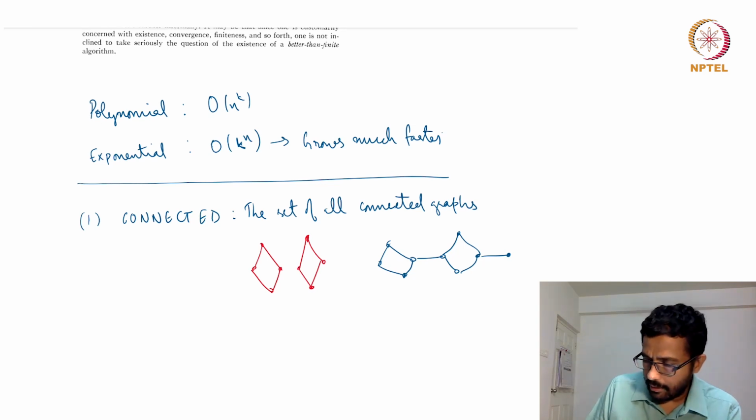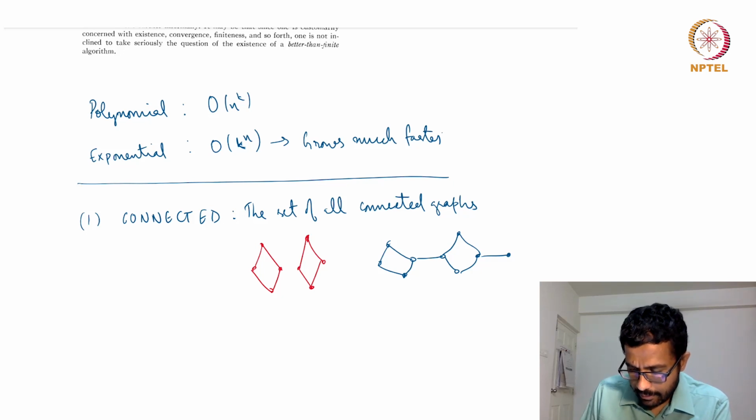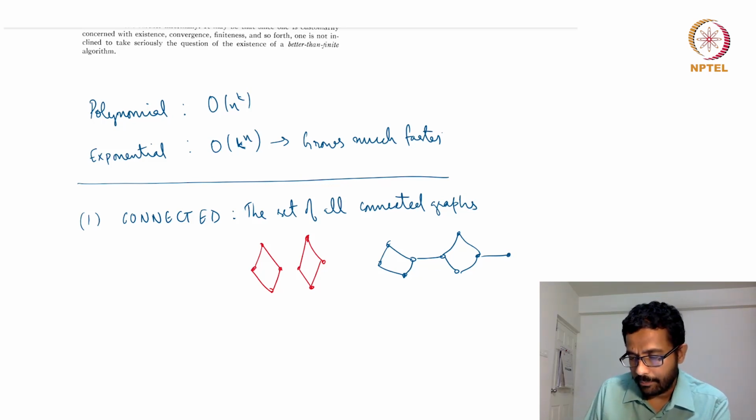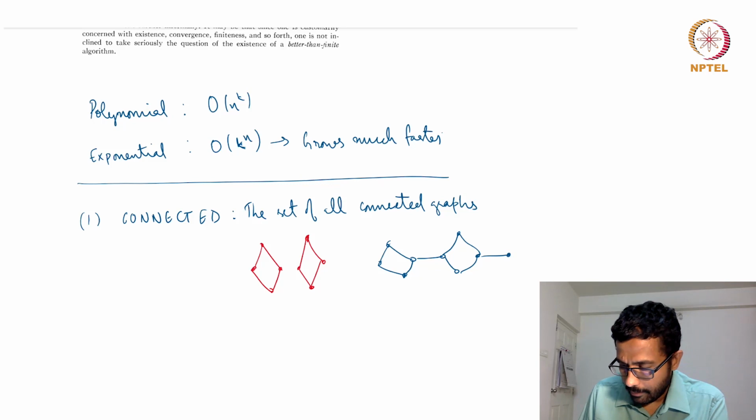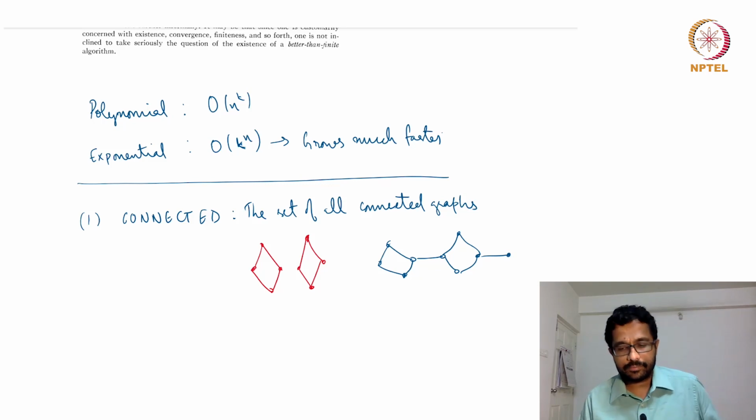So the difference between the graph in red and the graph in blue is that the graph in red is not connected. So you cannot go from the leftmost vertex to the rightmost vertex using edges, because there are two parts that do not have any connectivity. Whereas in the blue picture, you can go from anywhere to anywhere by traversing the edges of the graph.